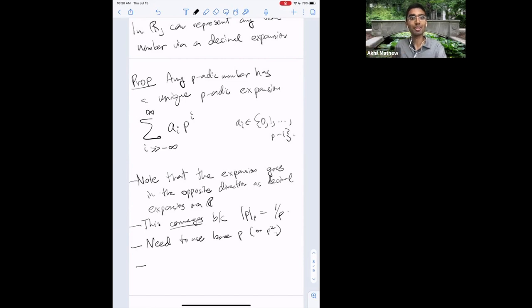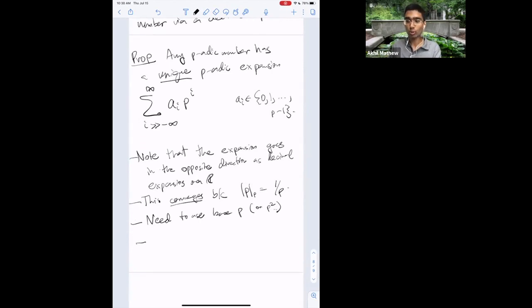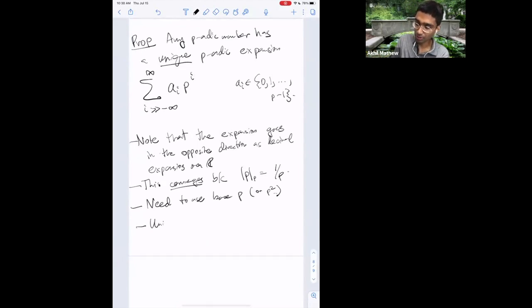Maybe one other point that's actually kind of important is that the decimal expansion of a real number is not unique, because 0.9 repeating is equal to 1, for example. But the p-adic expansion is actually unique. So in that sense, the p-adic expansion is more canonical than the decimal expansion, because it's really unique. Right, so why is something like this true? I'll just write this: unlike the decimal expansion.